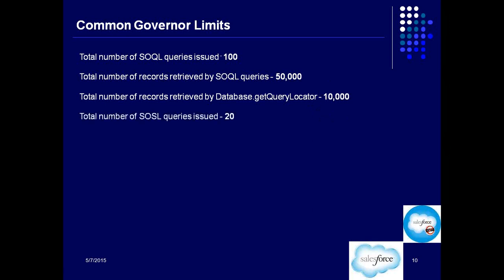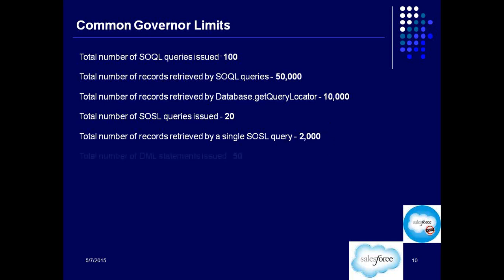Total number of SOSL queries issued in a transaction is 20. SOQL queries is 100. SOSL queries which can be issued in a transaction is only 20, because of the obvious reason. We know SOSL queries actually get executed on the entire database, multiple tables and stuff like that, right? So the limit for that is lesser. So you can just execute 20 SOSL queries. Total number of records retrieved by a single SOSL query is only 2000. So one SOSL query can retrieve only 2000 records, not more than that.